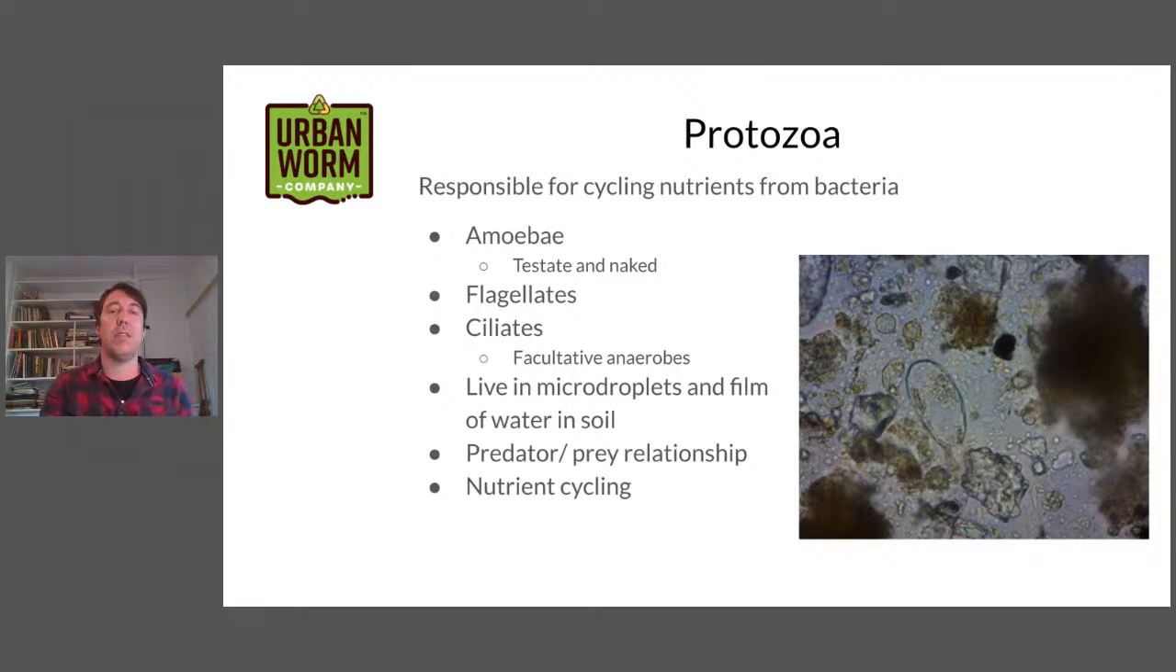So they're going to look like a blob. When I'm looking through the microscope, they don't have a definite shape. They are going to be moving through. They have a pseudopod, kind of like the blob in the 1950s movies, where it reaches, grabs hold, and pulls itself along slowly through soil matter or any type of organic matter.